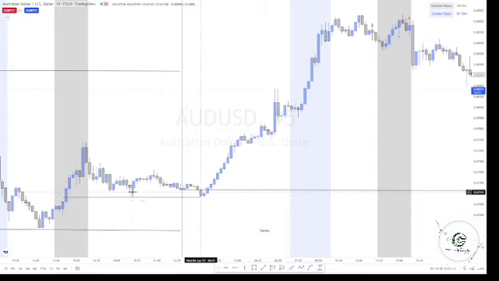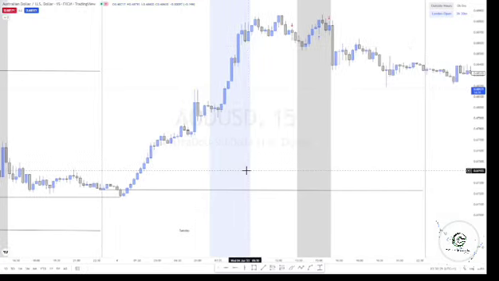Now, the first thing is it grabbed liquidity, and the second thing is it came into an imbalance here that was created after a valid order block. It's as simple as that. And then price moved impulsively. Because I don't trade the Asia session, I won't be talking much about it, but that's basically it.